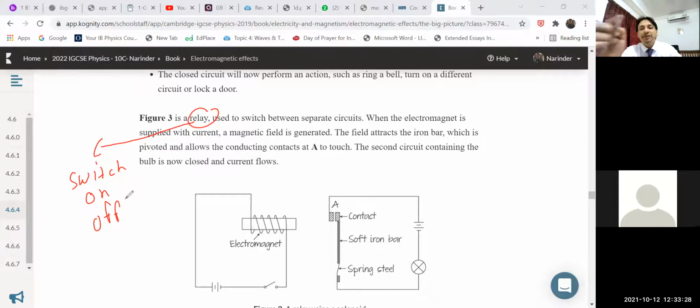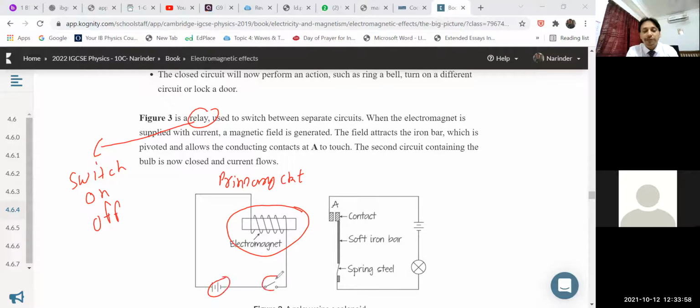Now, how does this relay work? Let's see. So again, children, before going to the working of a relay, I want to explain to you the different parts which are used in a relay circuit. We have two circuits, children. The one is called the primary circuit. In the primary circuit, we have an electromagnet. Definitely, this arrangement is an electromagnet. The electromagnet is connected with a wire, with a battery, with a switch.